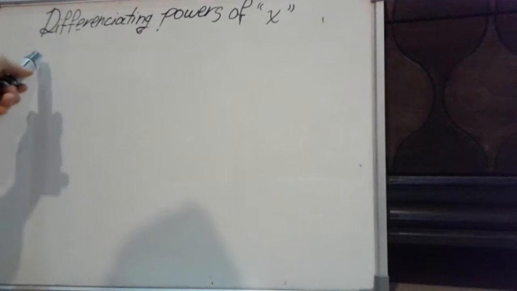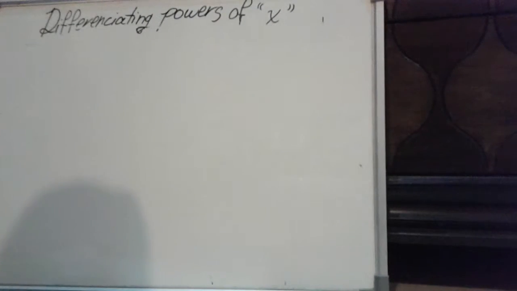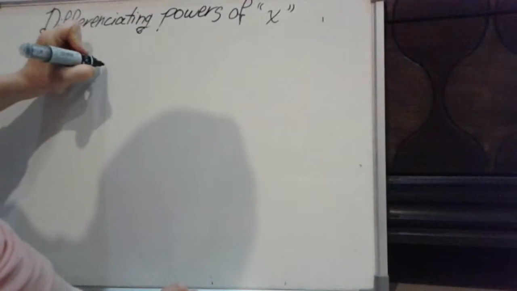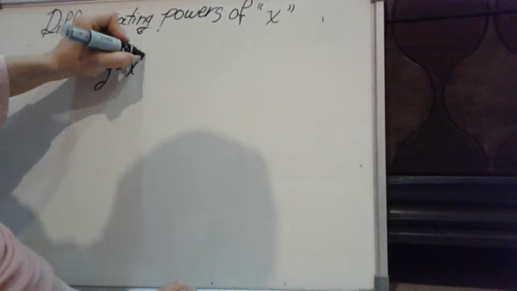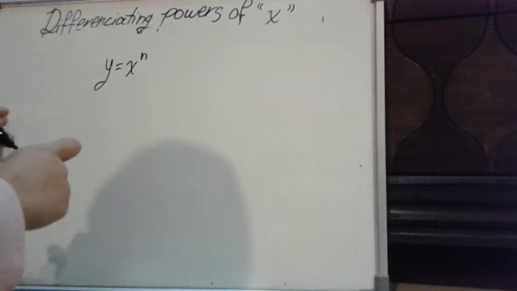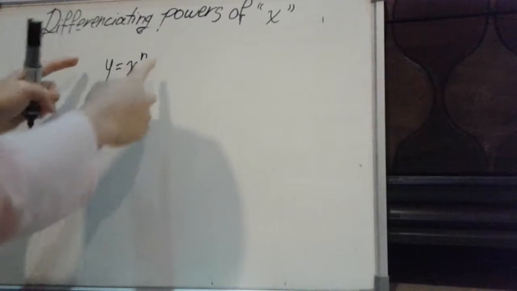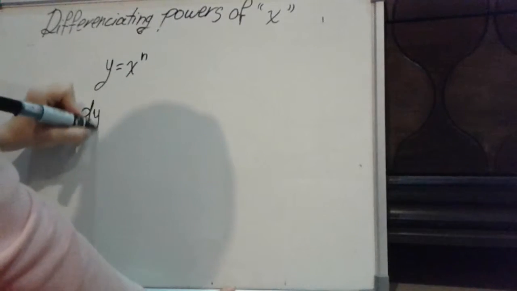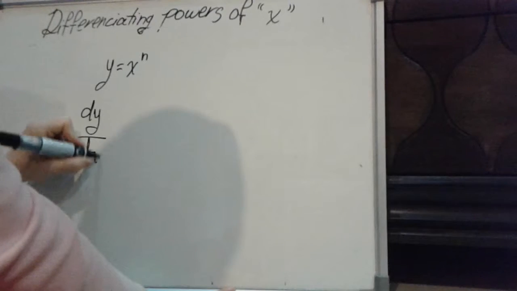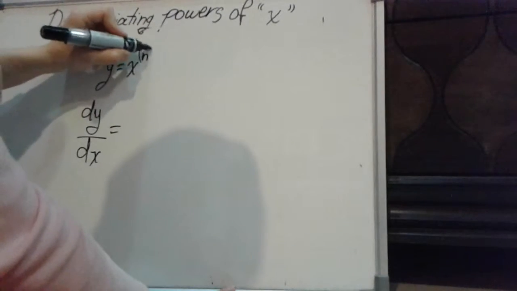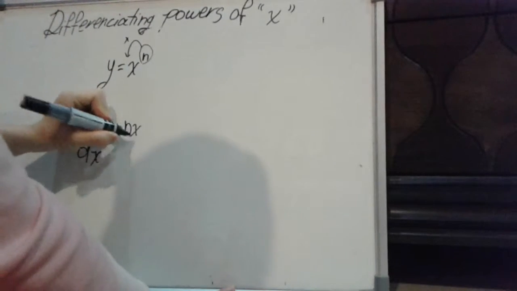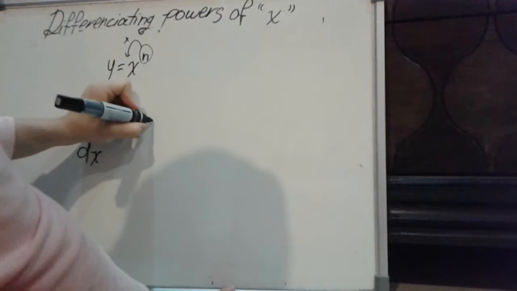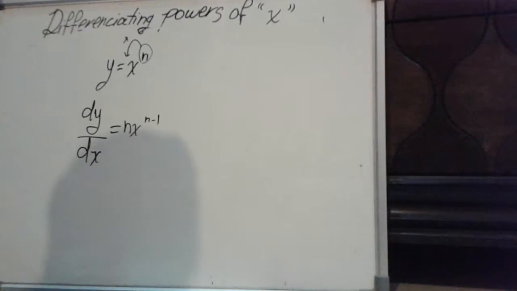Today we'll be talking about differentiating powers of x. If you have a formula that says y equals x to the power of n, the general formula to differentiate is dy over dx, which is the first thing we must never forget, equals nx to the power of n minus 1. The n has to come down, multiplying with the x, and the power itself is subtracted by 1. This will be the formula that you have to use for differentiation.